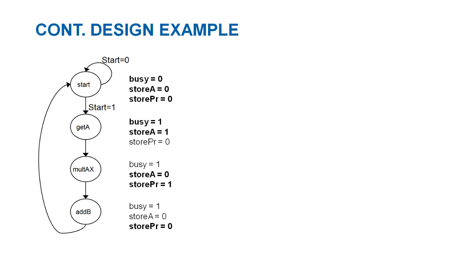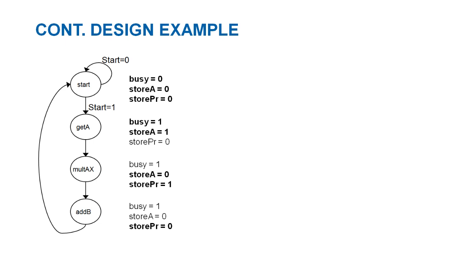And while we are in this state, it means that we can actually emit the busy signal as 0, which means we are not busy, not doing anything right now. We send to the DATAPATH, store A is 0 and store product or multiplication is 0, because there is nothing to store, there is nothing to multiply, and that we are not in any way busy.